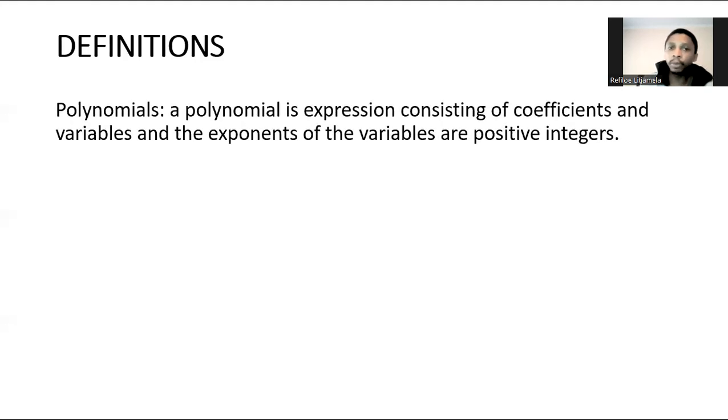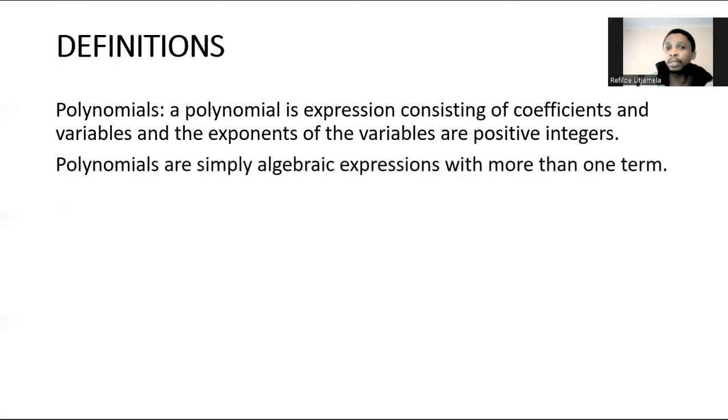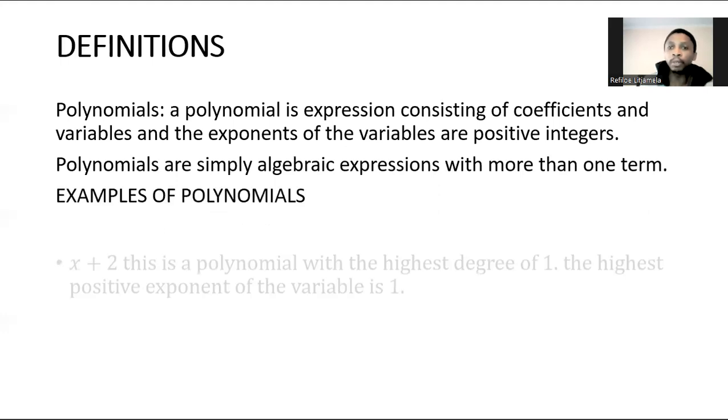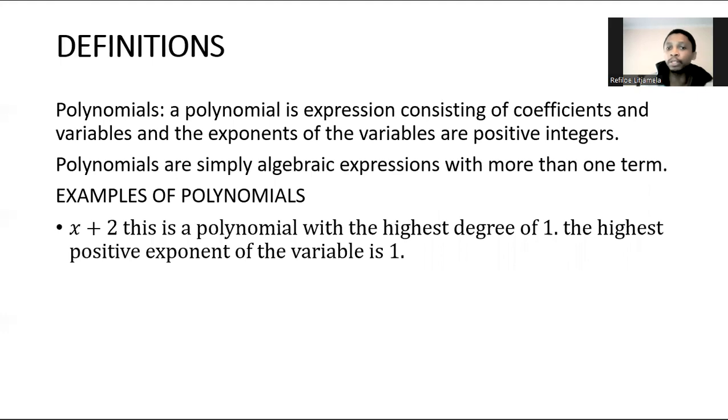A polynomial is an expression consisting of coefficients and variables, and the exponents of the variables are positive integers. So they mustn't be fractions, they must be positive integers. Polynomials are simply algebraic expressions with one or more terms. Now, examples of polynomials will be x plus 2. This is a polynomial with the highest degree of 1. That highest degree is the positive exponent of the variable. You'll realize that we only have x there. Since there's no exponent written for x, since we have done exponents, you should know that the exponent of that x is 1, okay?